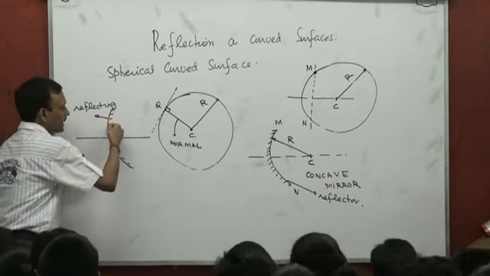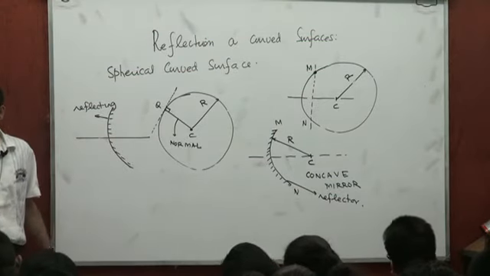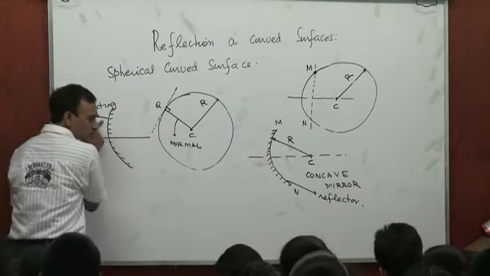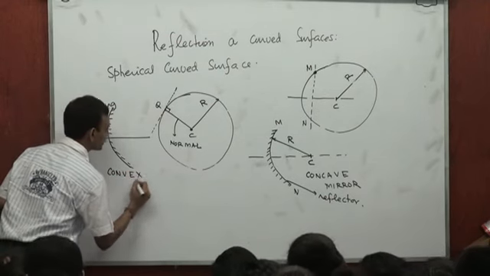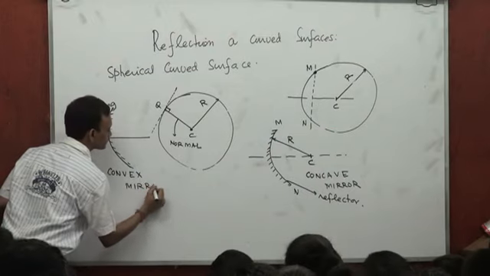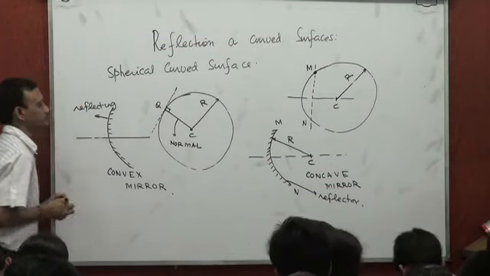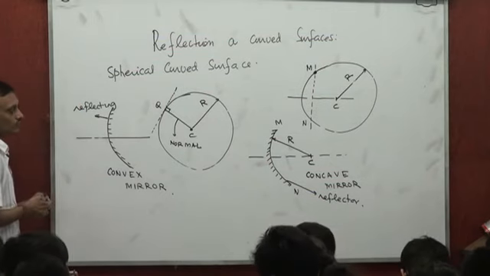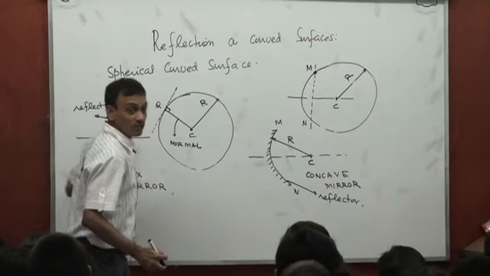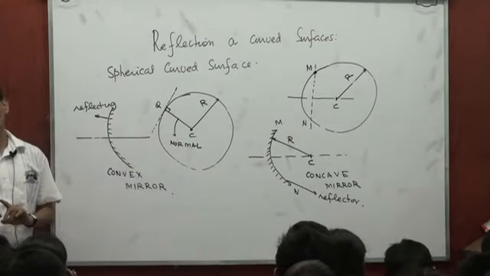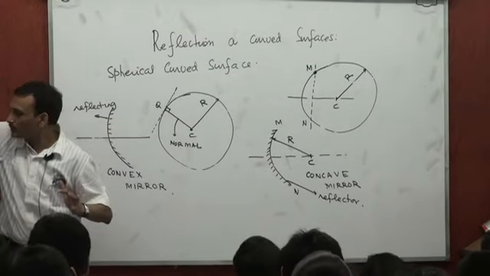So the reflector could be outside or the reflector could be inside, depending on where the surface is silvered. If it's outside like this, then it's called a convex mirror. And that's a concave mirror. So, be it a concave mirror or a convex mirror, both are part of a bigger sphere.